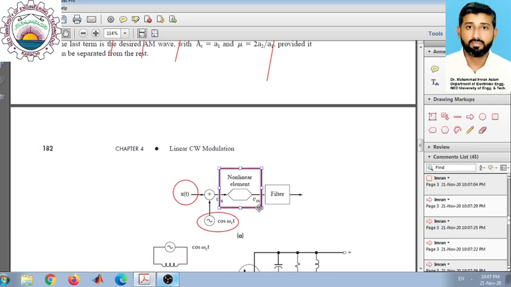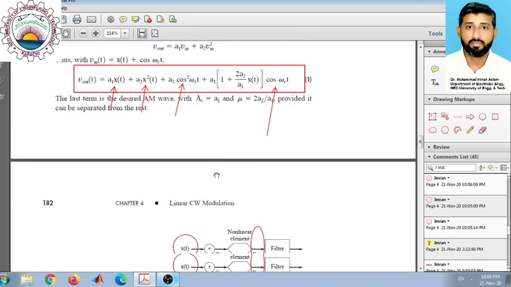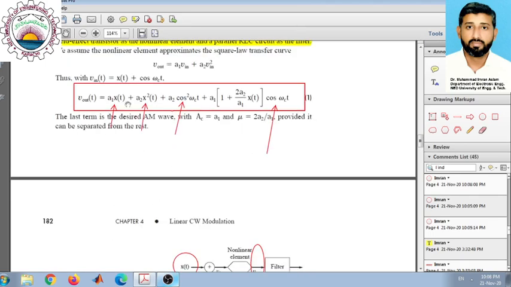So we are at this stage of the output signal, the V out that you get from this non-linear system, which is illustrated here. The output is represented by these four different terms shown here, a complex signal which is not the AM signal. So the next step is to extract the AM signal out of this form. Let's see how we get the AM signal here.